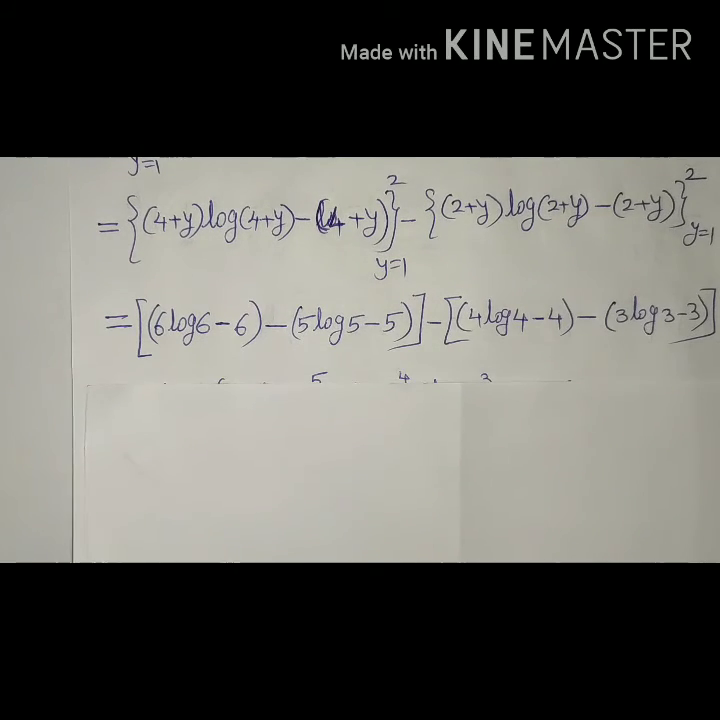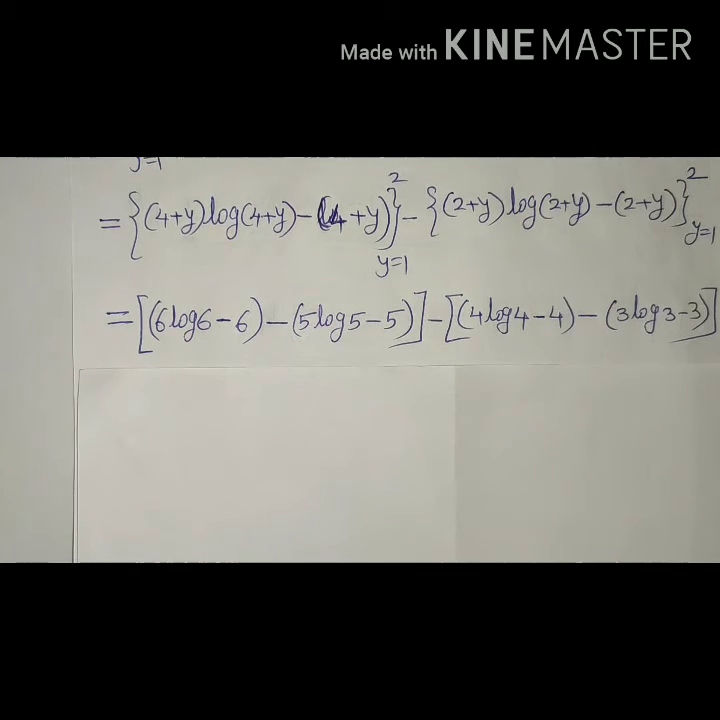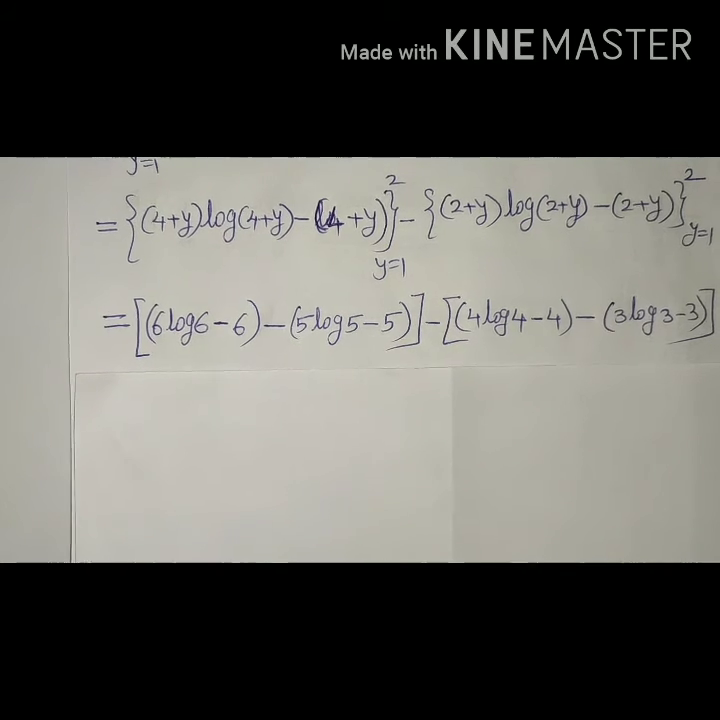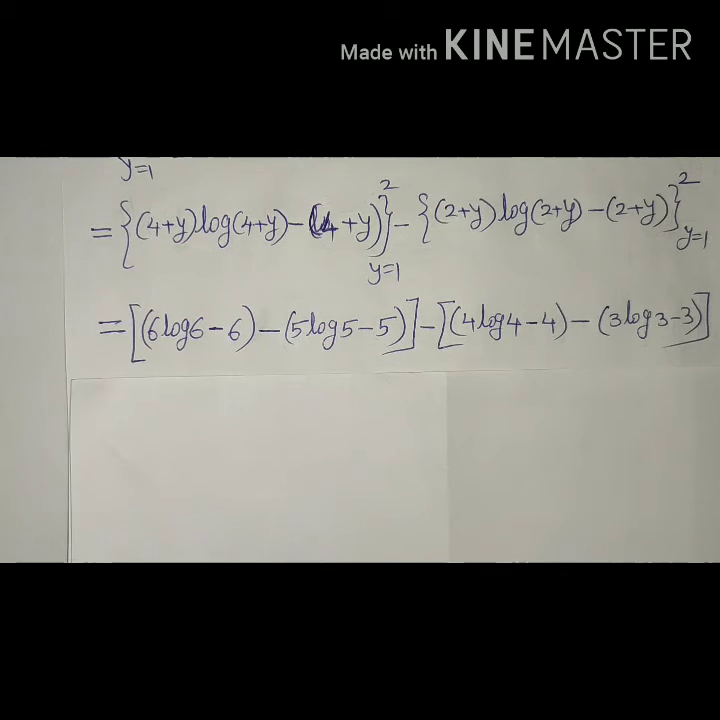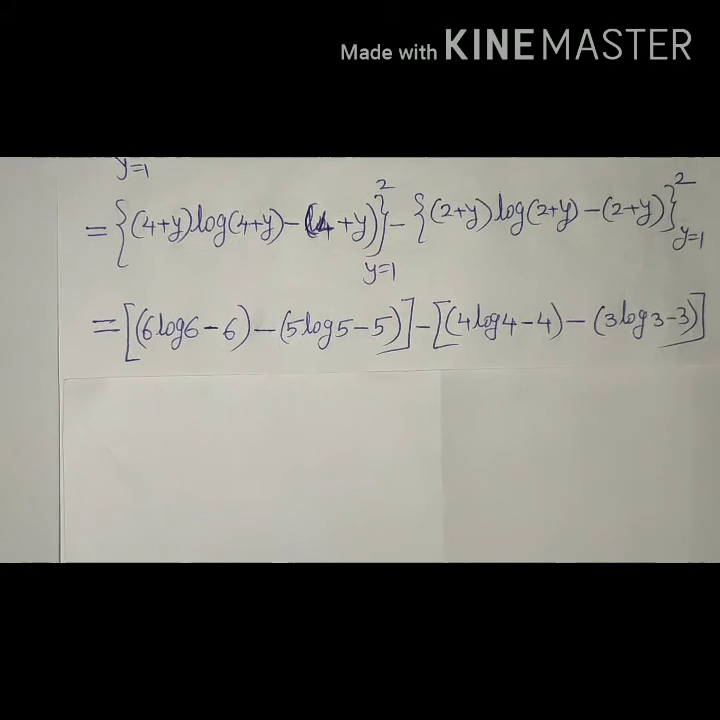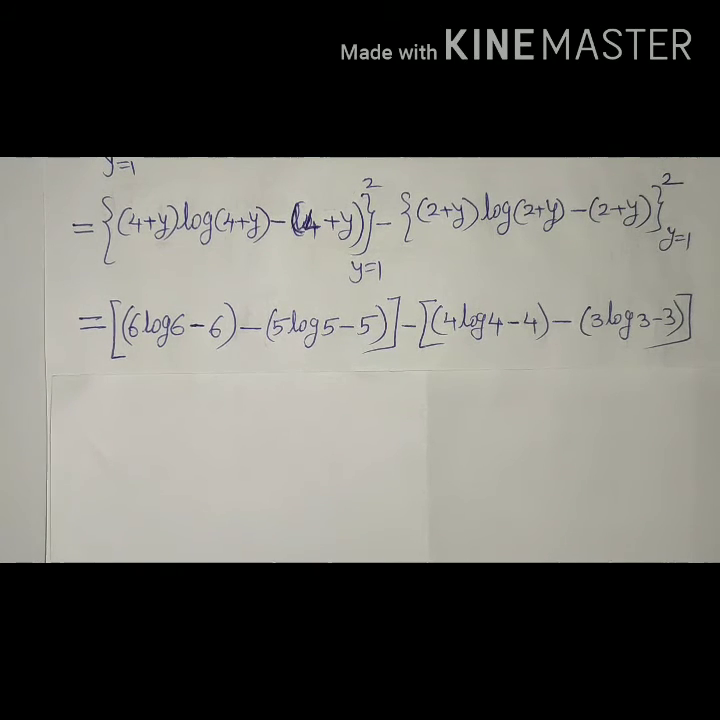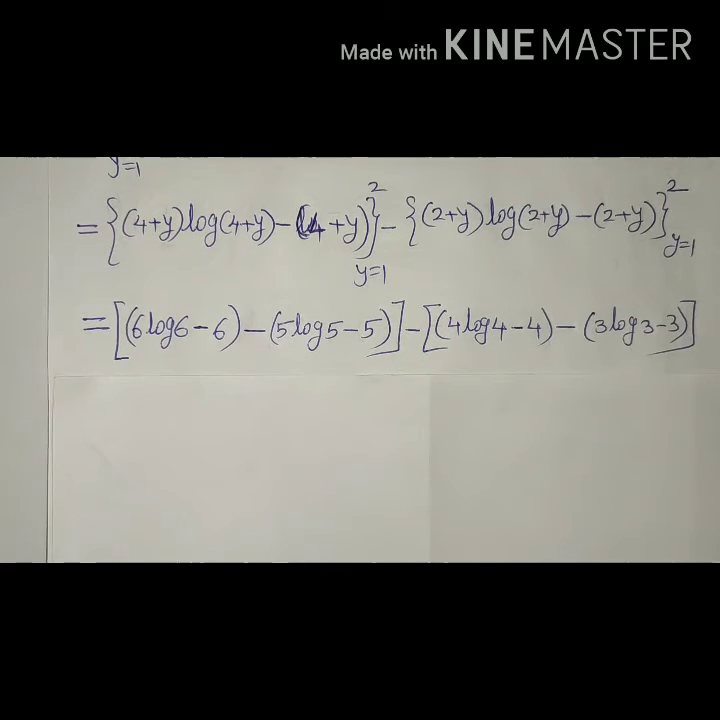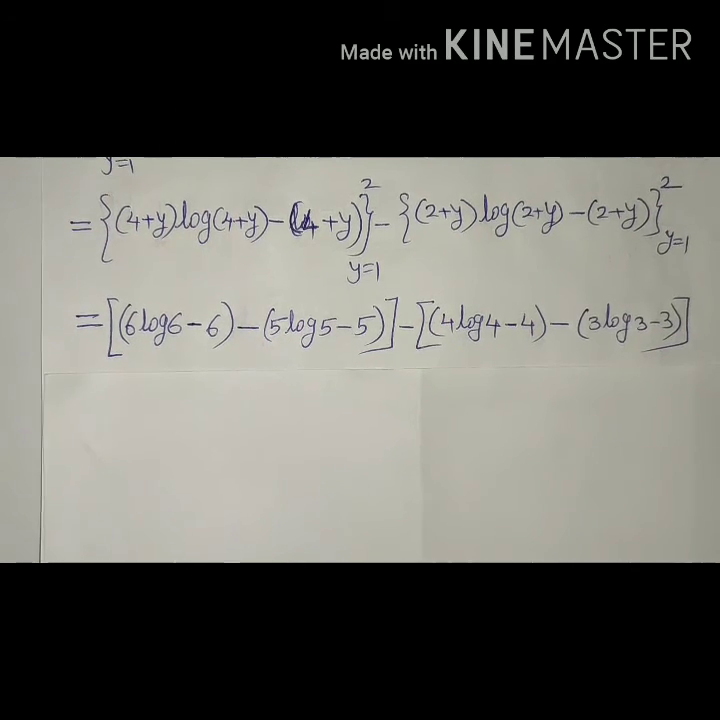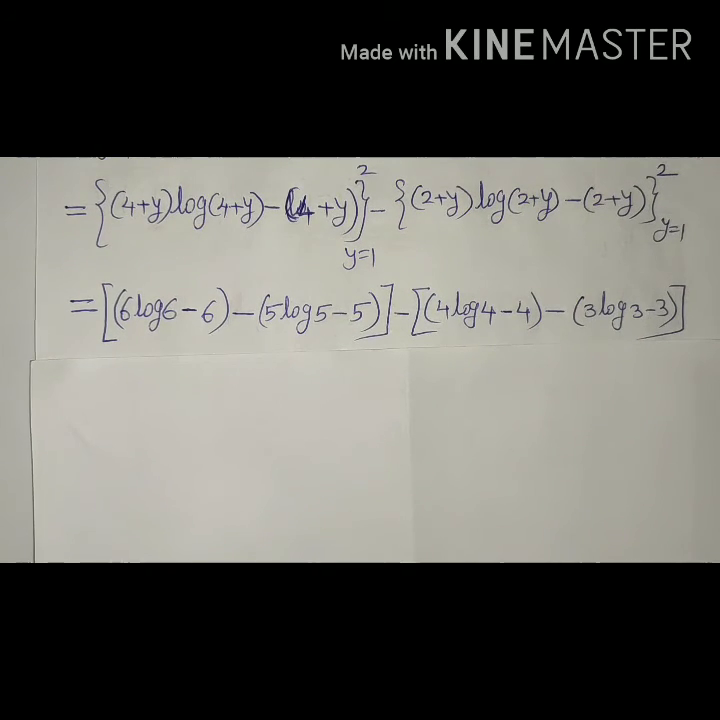Next, let us put the upper limit. Value of y we are putting 2. So it becomes 6 log 6 minus 6, minus lower limit 5 log 5 minus 5, minus, now the second integral, the value of y we are putting as 2, so it becomes 4 log 4 minus 4, minus the lower limit y we are putting as 1, so it becomes 3 log 3 minus 3.